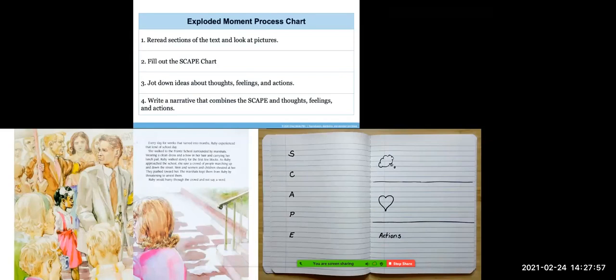Let's revisit the first direction in our exploded moment process chart. Reread sections of the text and look at pictures.